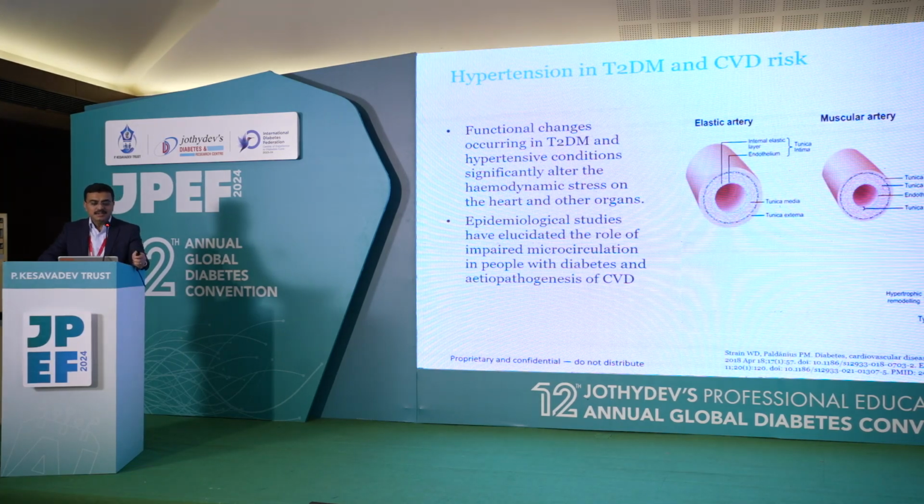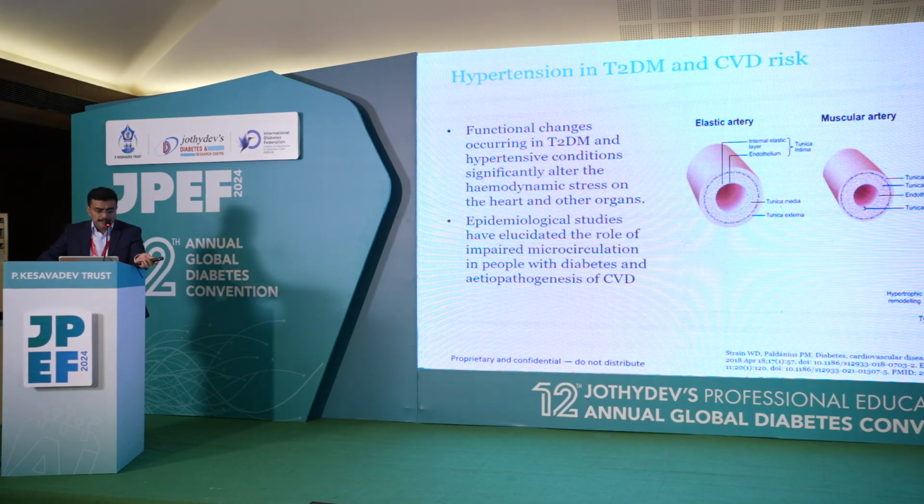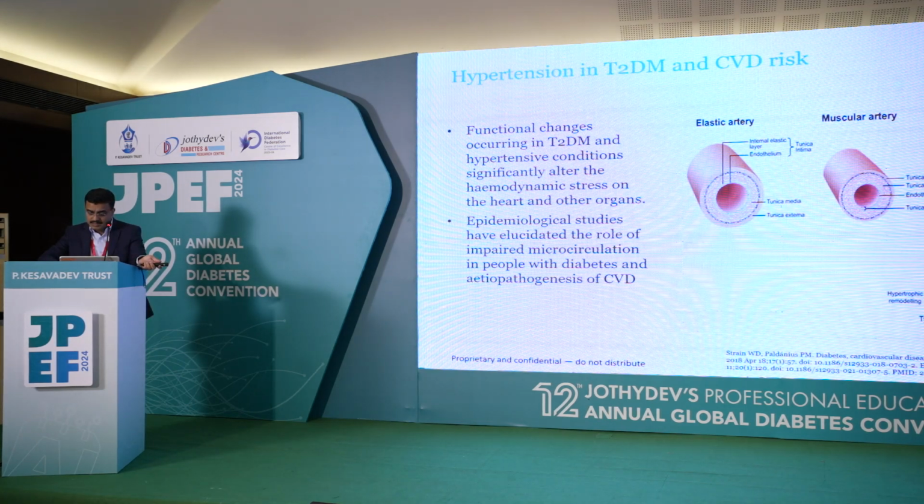So hypertension in diabetes, that's again another important scenario, because that's something that commonly coexists in most of our diabetic patients. Functional changes occurring in diabetes and hypertensive conditions significantly alter the hemodynamic stress on the heart and other organs, and epidemiological studies have elucidated the role of impaired microcirculation in CVD. See here, I'm not going into the details of the slide, but concentrate on this part: the presence of diabetes and hypertension together lead to thickening of the basement membrane, reduced lumen diameter and smaller capillary area, and that is a definite risk factor for macrovascular events.